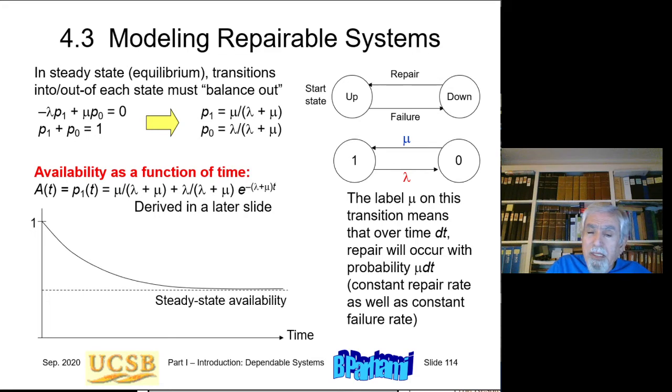Okay, now it gets more interesting when we have repair. This is a two-state system; again, the simplest repairable system has two states. The start state, where the system is up, and the down state. And this is basically the model. Up is state 1, down is state 0. A failure rate lambda takes us from 1 to 0. Repair rate mu takes us from 0 to 1.